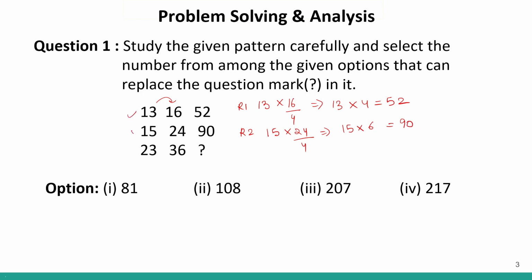So the same logic applies to row 2 as well. Now let us apply the same logic to row 3. So in row 3, it will be 23 into 36, which I'll divide by 4. So this will be 23 into 9, as 9 fours are 36. So if you multiply this, 9 threes are 27, 2 carry here, 9 twos are 18, then plus 2, 207. So my answer will be option number 3, 207. Clear? This is how you solve questions on logical grids.